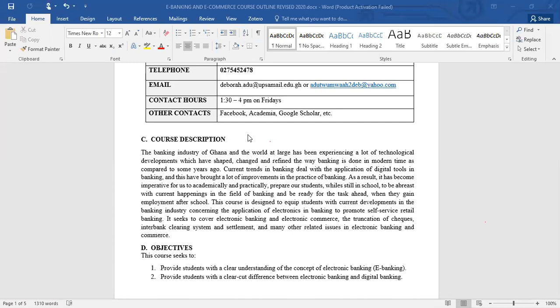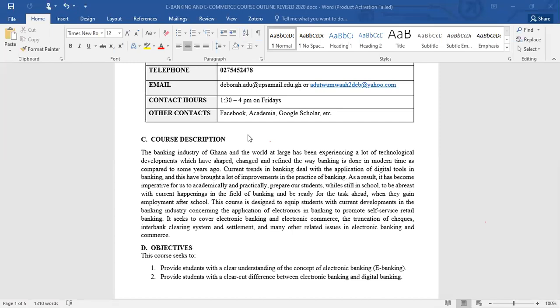But you see, the course is electronic banking and electronic commerce. We have two main courses blended as one. Electronic banking is a separate course. Electronic commerce too is a separate course. I hope you know that. I think the marketing department also has a course called electronic commerce, which their students take. For us, we have blended electronic commerce and electronic banking so that you can kill two birds with one stone.